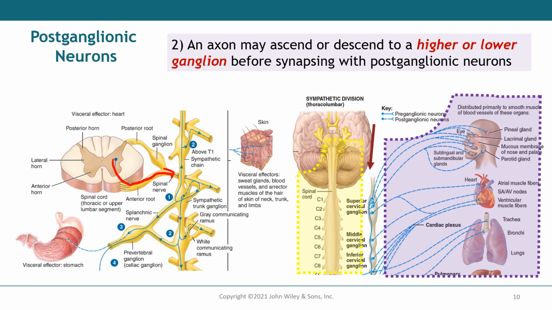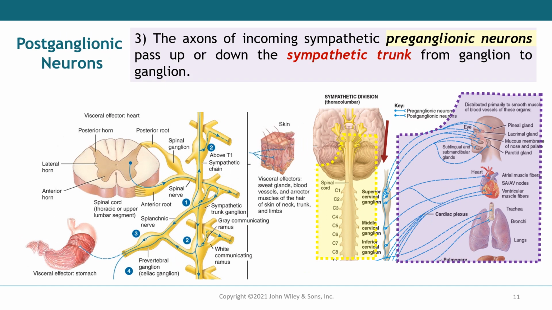Now the second thing that could happen is that it may descend or ascend. This is where you find twice this step here. It can look for higher or lower ganglia before synapsing with the postganglionic neurons. So far I have told you that the preganglionic neurons are not looking for a specific ganglion. They just synapse with the first one they find. They don't have to take a specific direction. They can be ascending or descending.